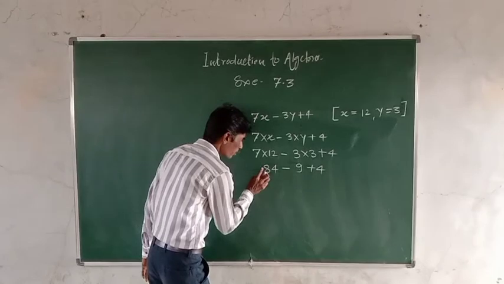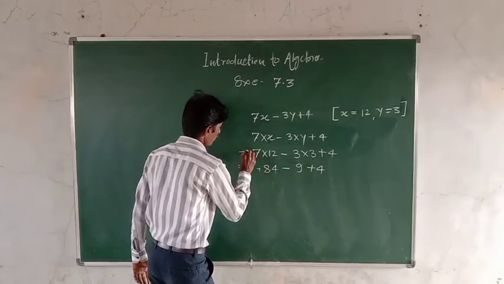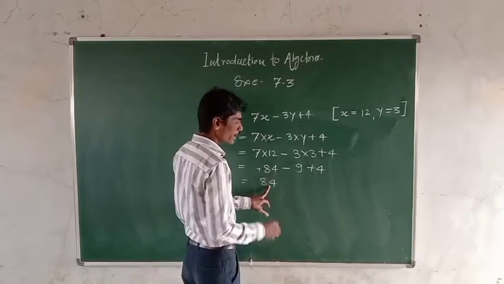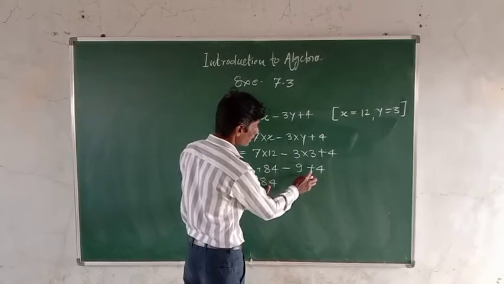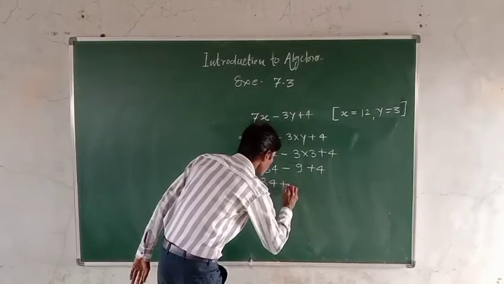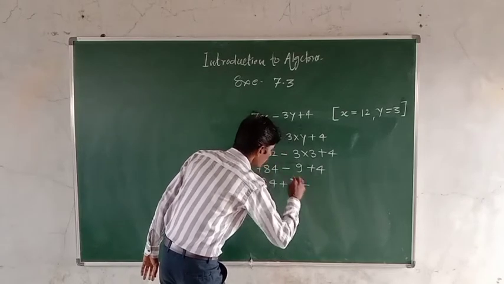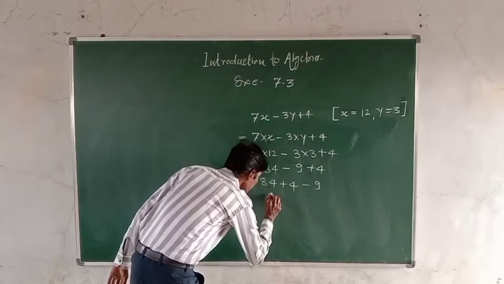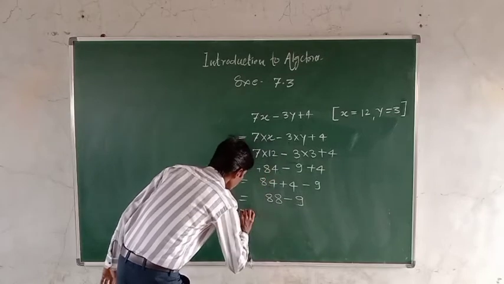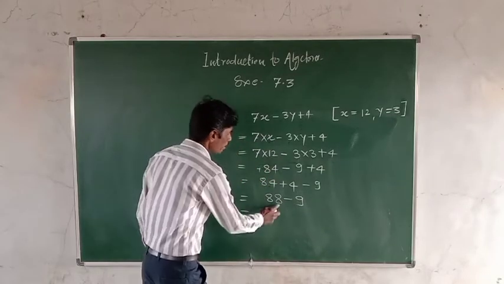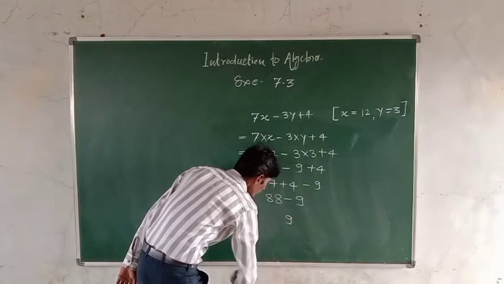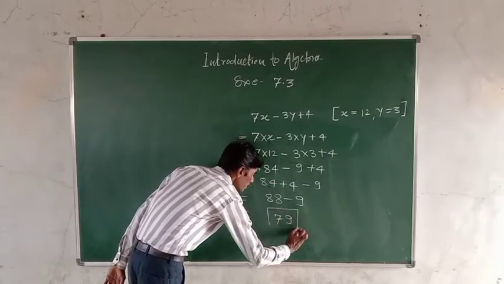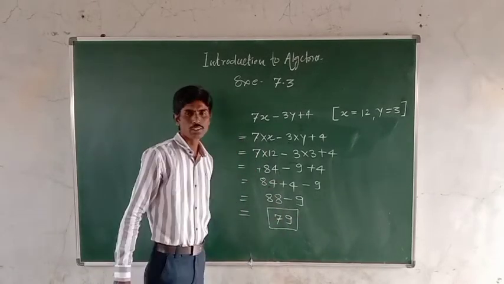What is the sign of this 84? It is also a plus, and this 4 is also plus. So 84 plus 4, that is 88, minus 9. 88 minus 9 is 79. So 79 is our answer.